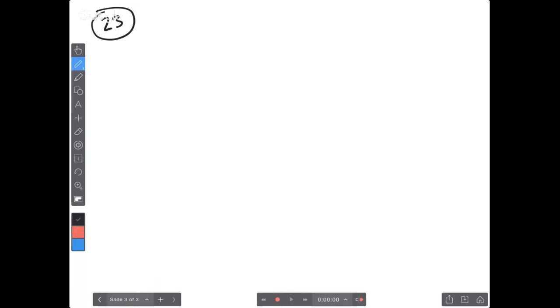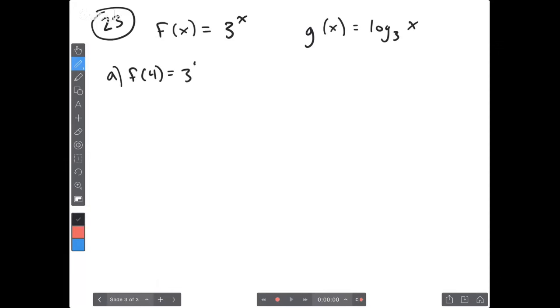23, we have f of x equals 3 to the x, and g of x equals log base 3 of x. I guess in 23 you're just plugging things in. So I'll do the answers and then I'll talk more about what else you might need to do. So you should have gotten A was f of 4. So f of 4 equals 3 to the 4th equals, well, 3 squared is 9, 3 cubed is 27, 3 to the 4th is 81.